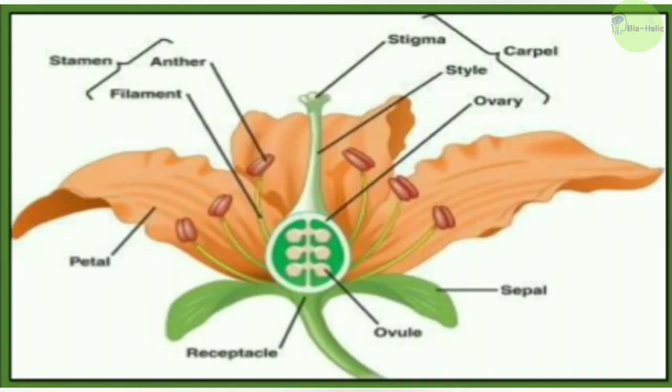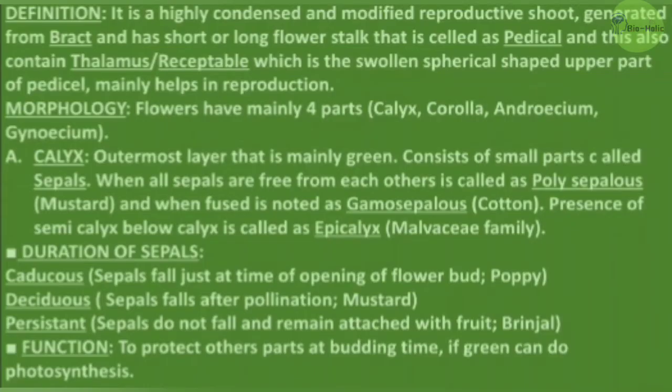This is the whole structure of flower. Here the different parts of it are shown. The flower is a highly condensed and modified reproductive shoot generated from bract and has a short or long flower stalk that is called as pedicel. It also contains the thalamus or receptacle, which is the swollen and spherical upper part of the pedicel that mainly helps in reproduction.